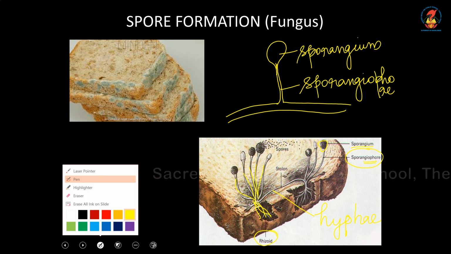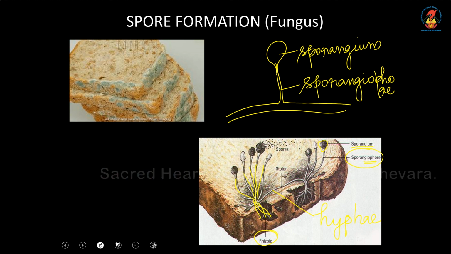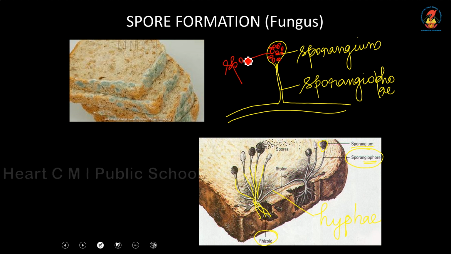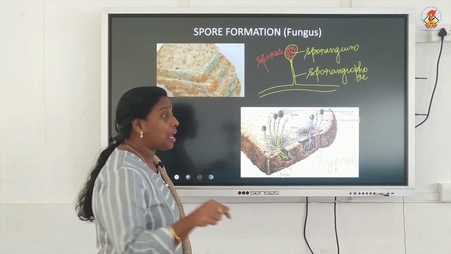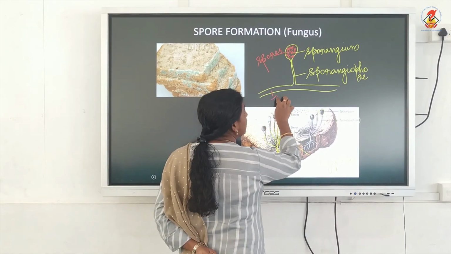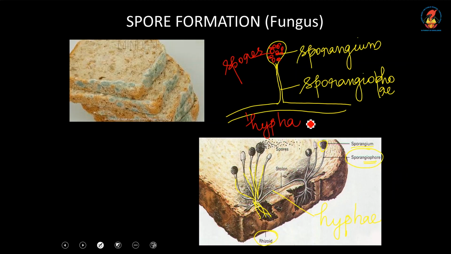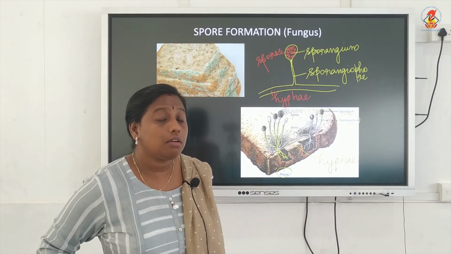Now, inside the sporangium, what you can see, inside the sporangium, there will be lots of tiny asexual reproducing bodies. You call them as spores. So, the spores are produced inside the sporangium. Sporangium is born on the tip of a sporangiophore. Sporangiophore develops from a long filamentous hypha or a hyphae, singular and plural. Okay, so is this clear? So this is a spore formation in bread mold or in rhizopus.